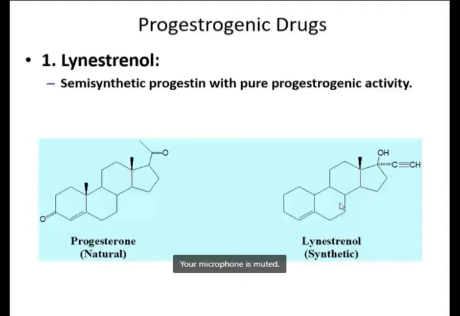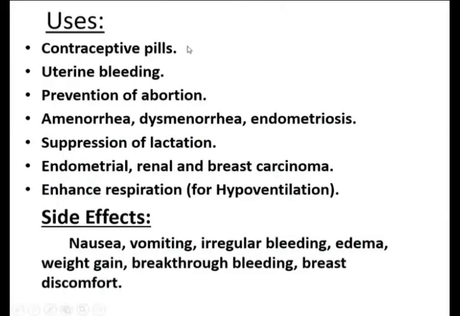Linestrenol is used as a contraceptive pill. It has been used in uterine bleeding. It prevents abortion, threatened abortion, especially habitual abortion. Sometimes if the progesterone level is very low, there can be a threatened abortion. The female who is having frequent abortion because of the deficiency of progesterone, we can supplement this with linestrenol, which prevents abortion.